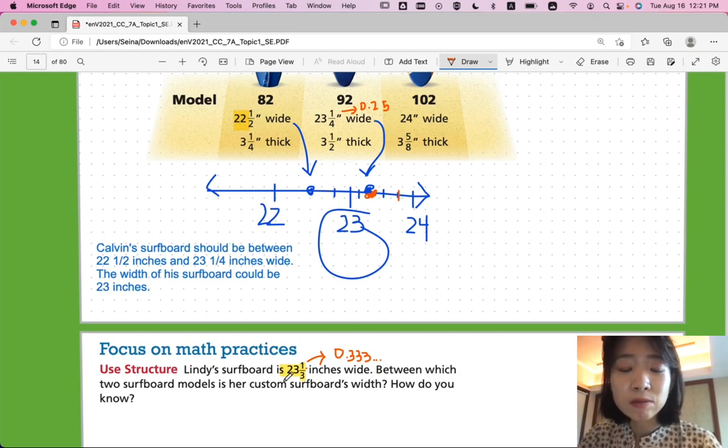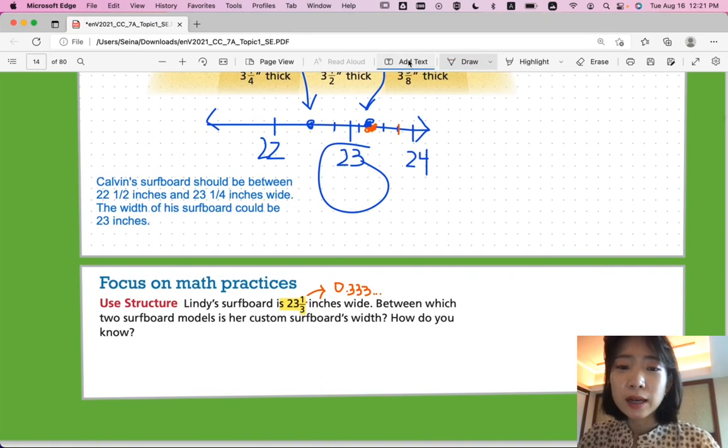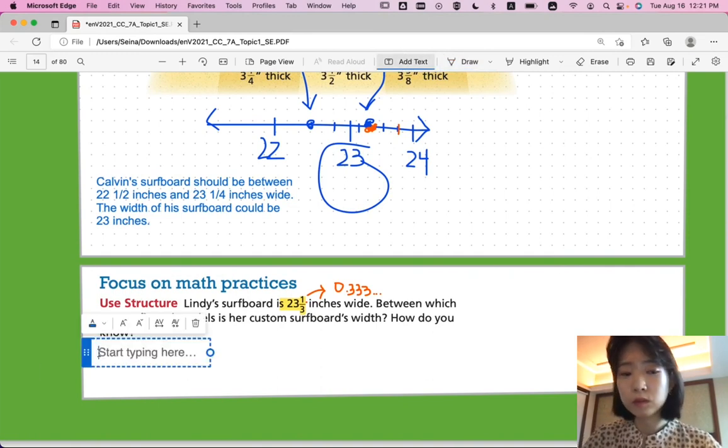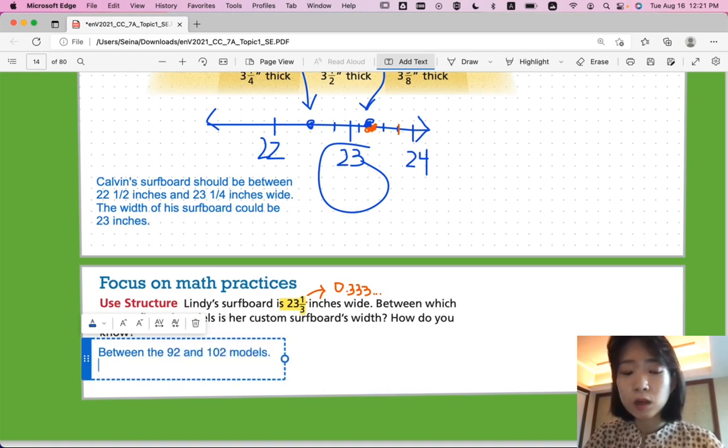So Lindy's surfboard is wider than model 92. So it's going to be between models 92 and 102. And let's explain how we know. Between the 92 and 102 models will be our answer. 23 1/3 is greater than 23 1/4 and less than 24.